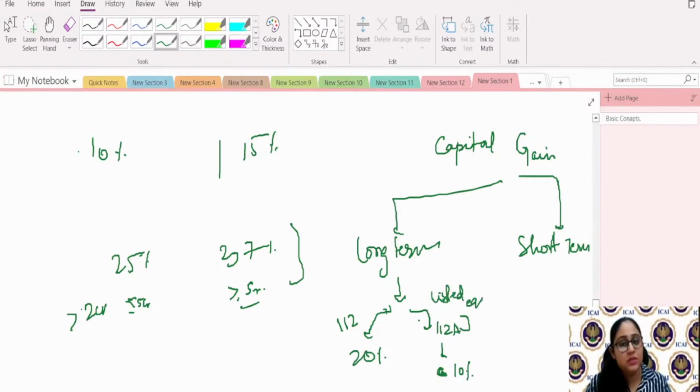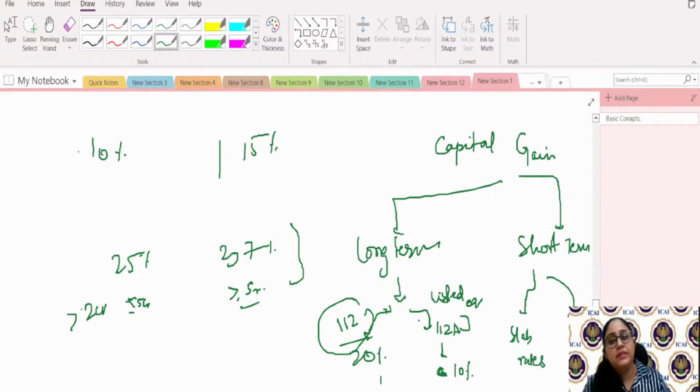Just take a holistic overview. This is for all long-term capital gain, 20%. Short-term capital gain is generally taxed at slab rates. But listed equity short term gains are taxed at the rate of 15%. So you see how attractive they made the market, hardly taking 10% or 15% tax from them so that they can invest in India, right?